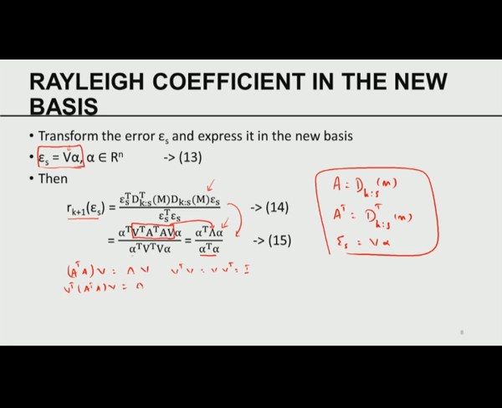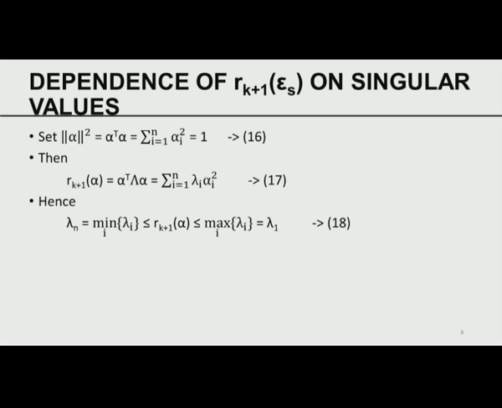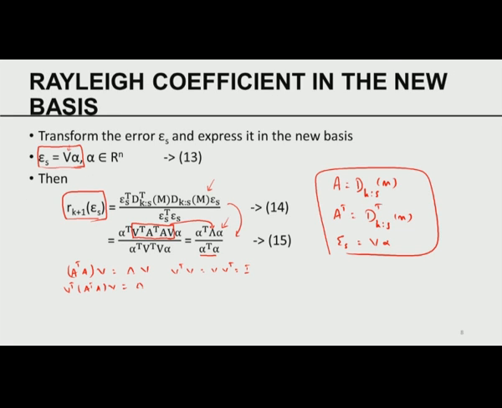So I hope this is clear now. The expression for the Rayleigh coefficient is given by 15. Now what is the denominator of 15? It is the inner product of alpha with itself. The numerator is simply a quadratic form of alpha with respect to the diagonal matrix.